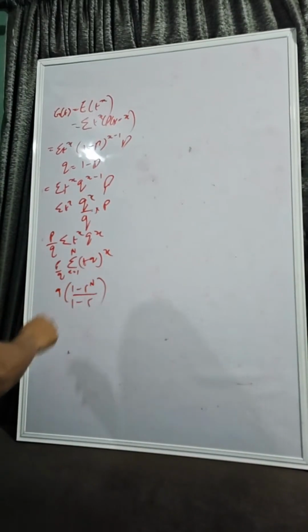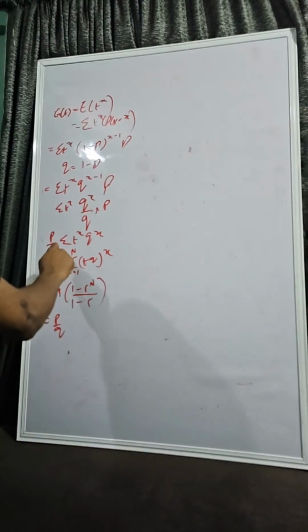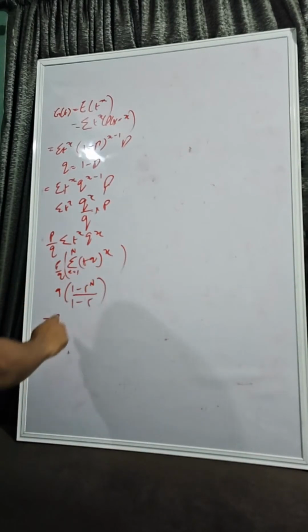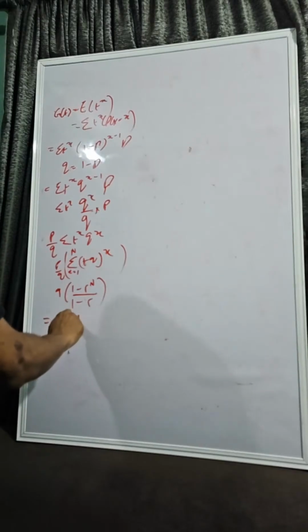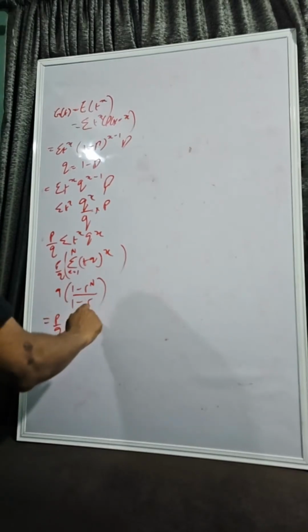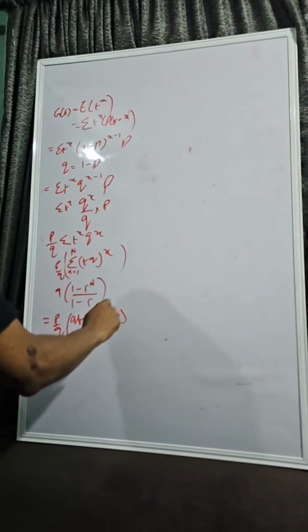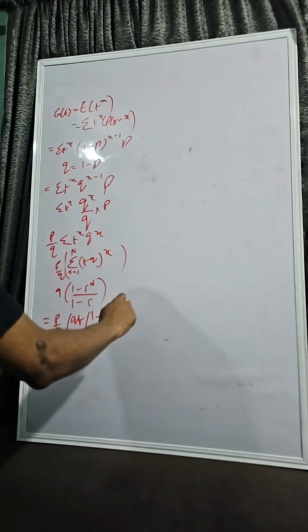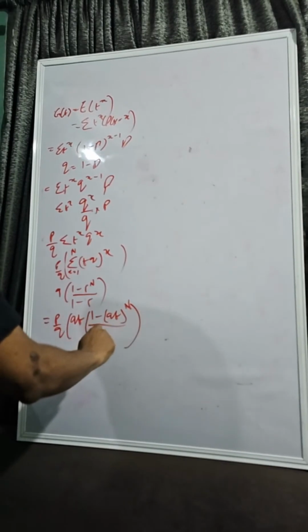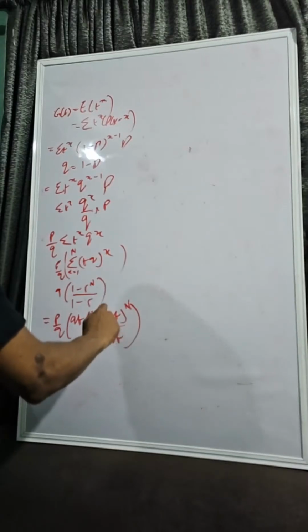In this case, our a is also our r. So what will this become? This will become p over q, which is outside of all of this, times a, which is qt, times 1 minus qt, which is our r raised to n, divided by 1 minus qt.